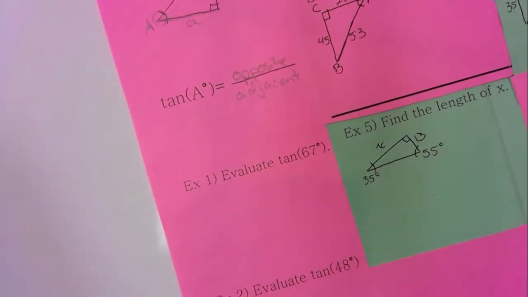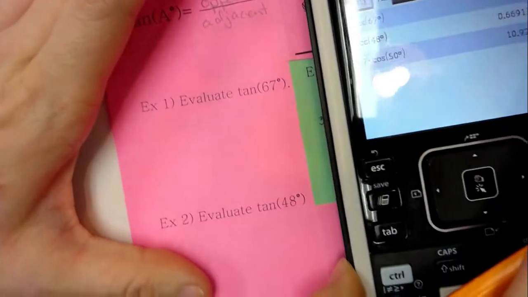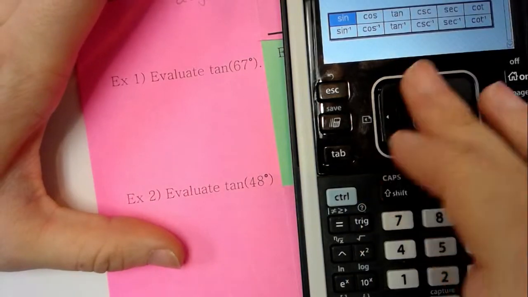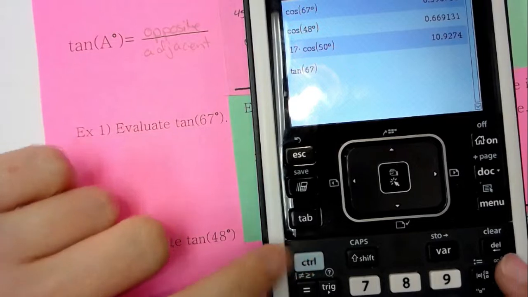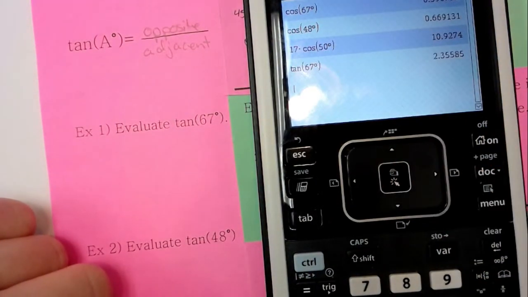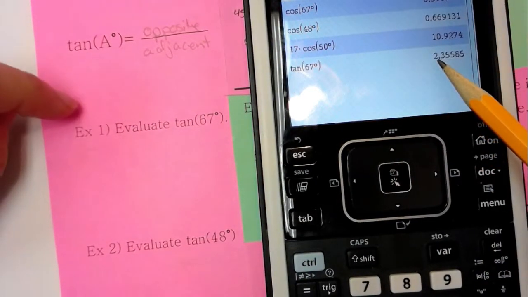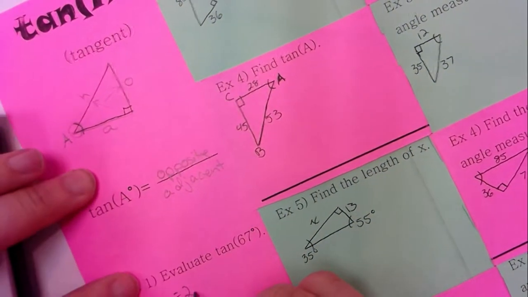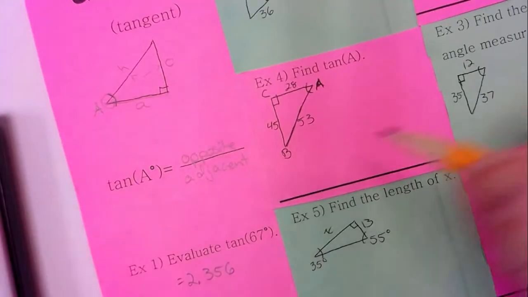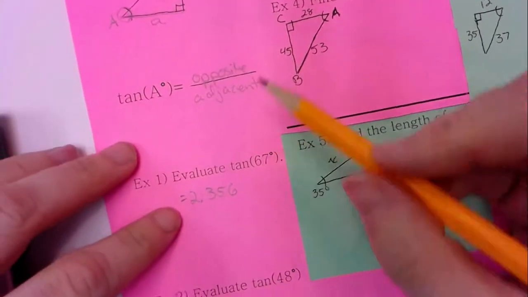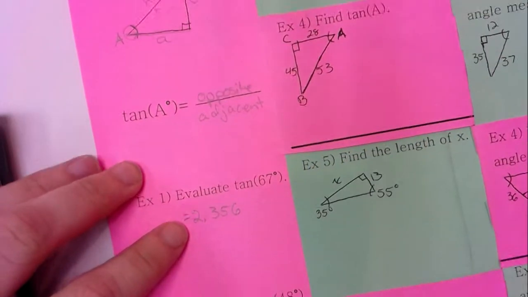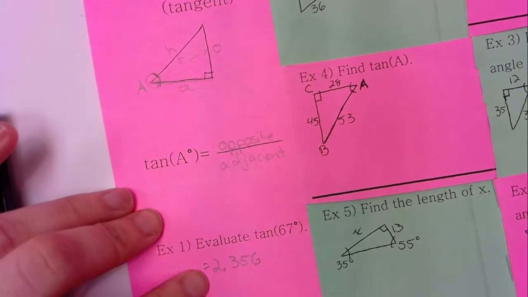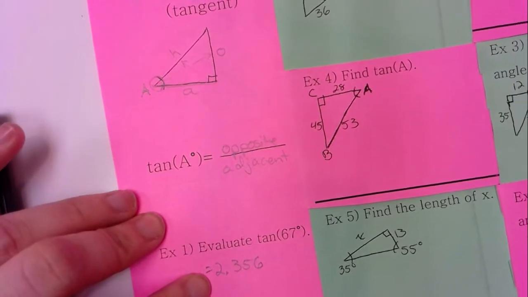And we're going to evaluate just exactly like we did the other two. Just go to your calculator, press Trig, choose tangent this time, 67 degrees, and I get 2.356. So that's the ratio between these two side lengths. So that means that opposite side is way longer than that adjacent side. Doesn't look like it in the picture because the picture is not to scale.